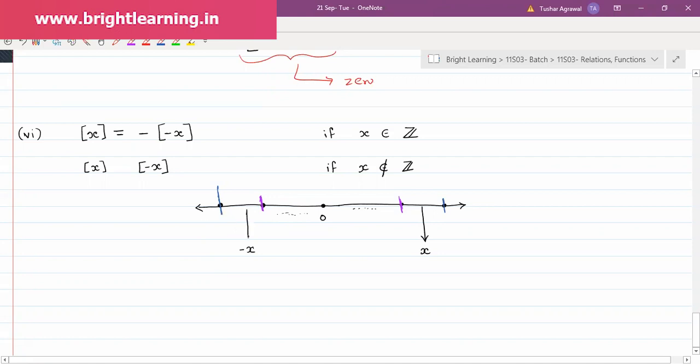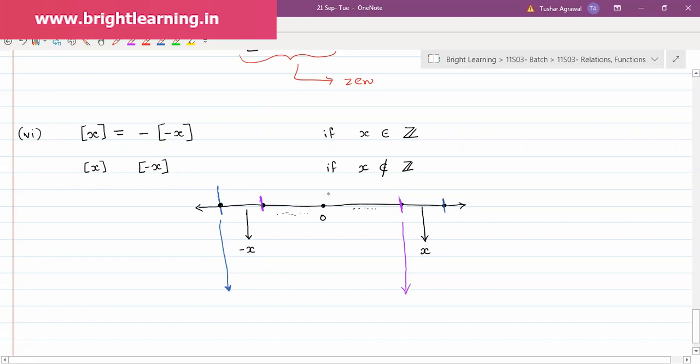So out of x and minus x, one is to the left, one is to the right. Can you see step x or step of minus x? Step x and step of minus x, one is this purple value and one is this blue value. But always the blue value will have magnitude greater than the purple value, and in negative.